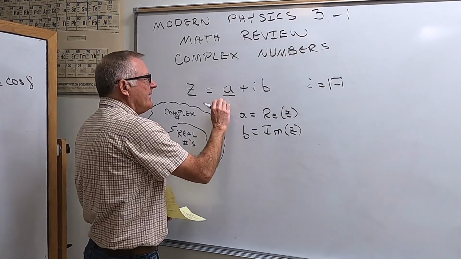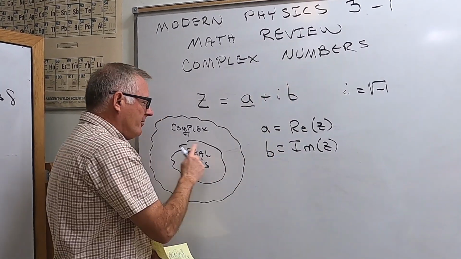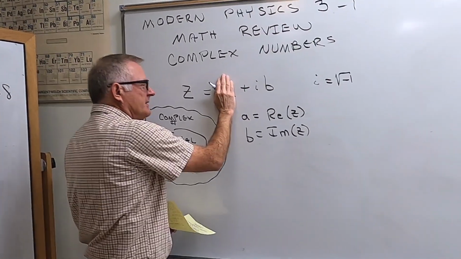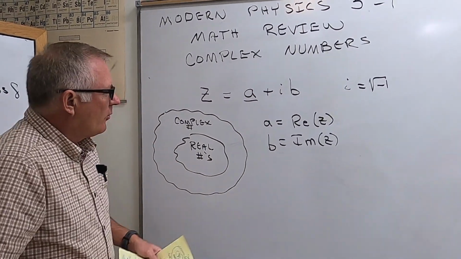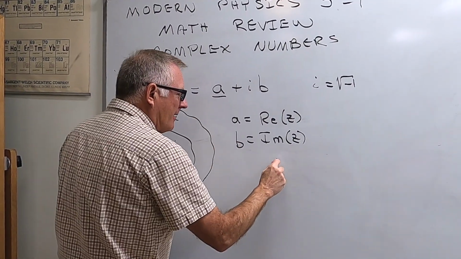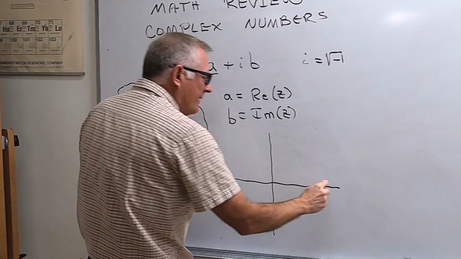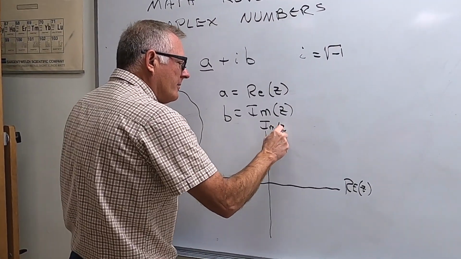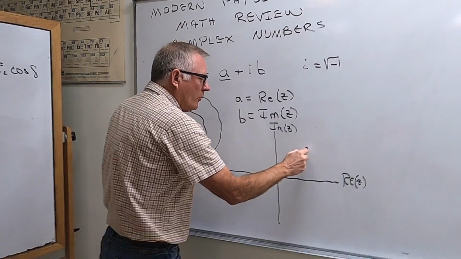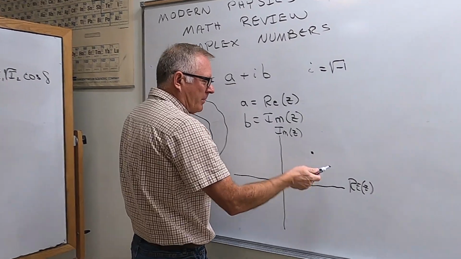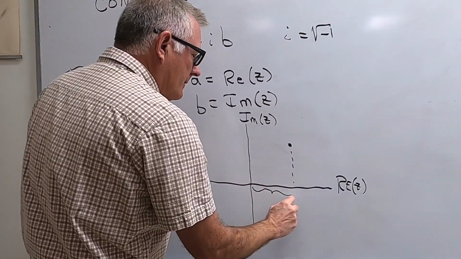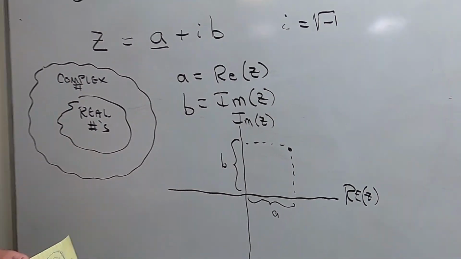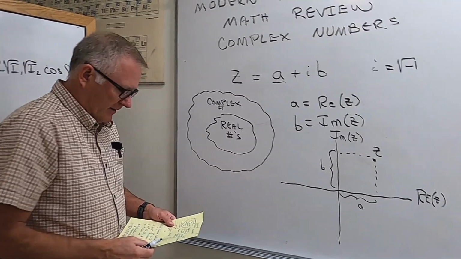So you can see if b is equal to 0, then you have all the real numbers, because this is 0 and it's purely real. If a is equal to 0, then it's purely imaginary. We can draw this on a complex plane. This is the real part of z, and this is the imaginary part of z. One point on this two-dimensional complex plane, where this is a and this is b, is that complex number.